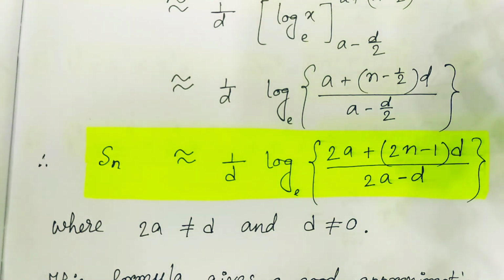In this way, we can find the summation Sn of a harmonic progression.